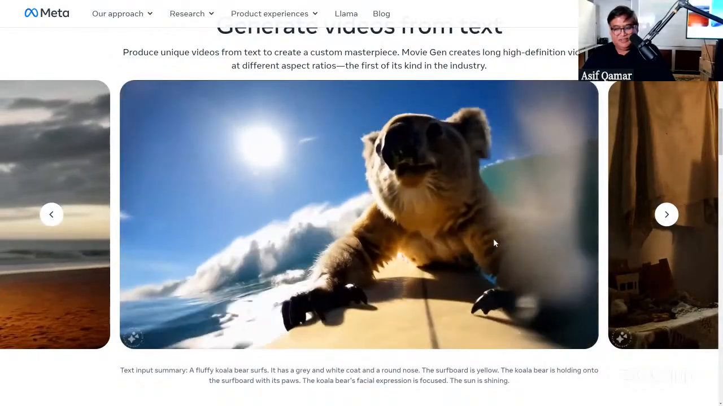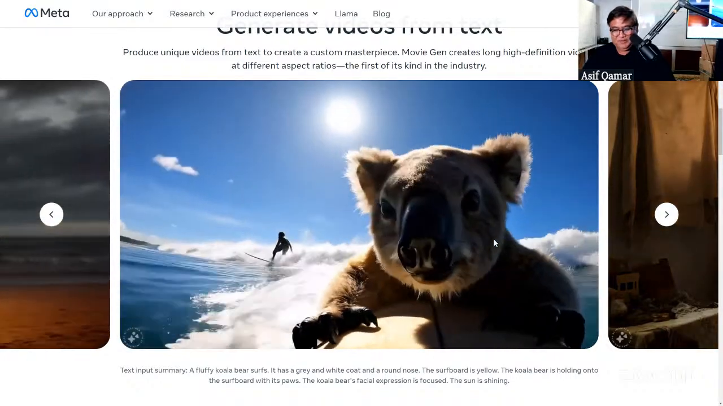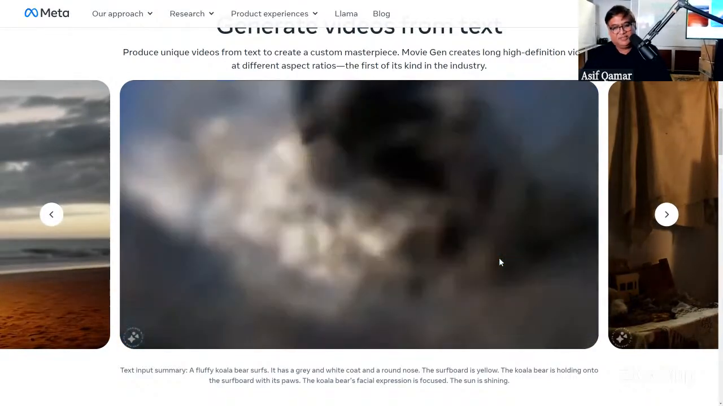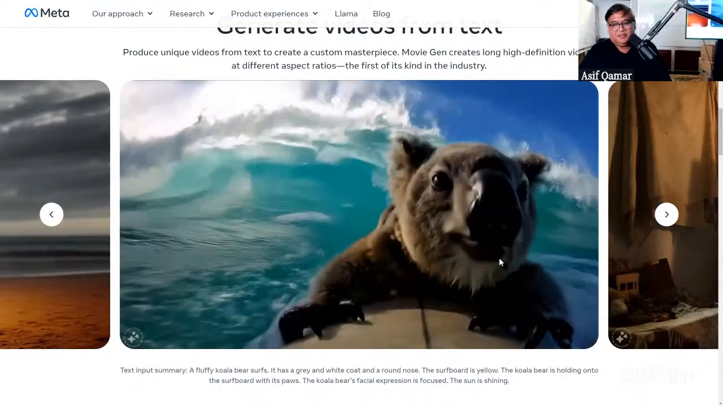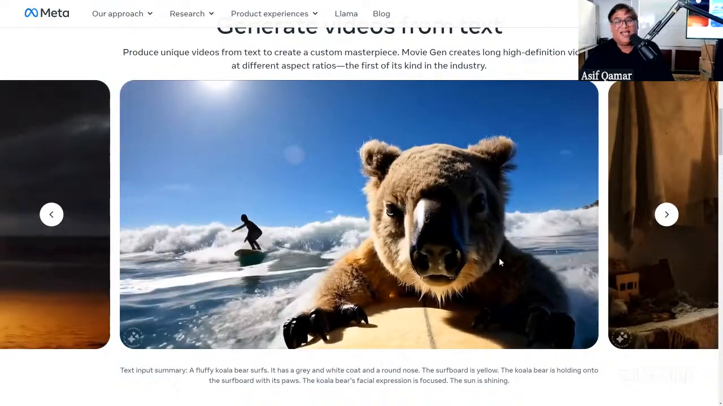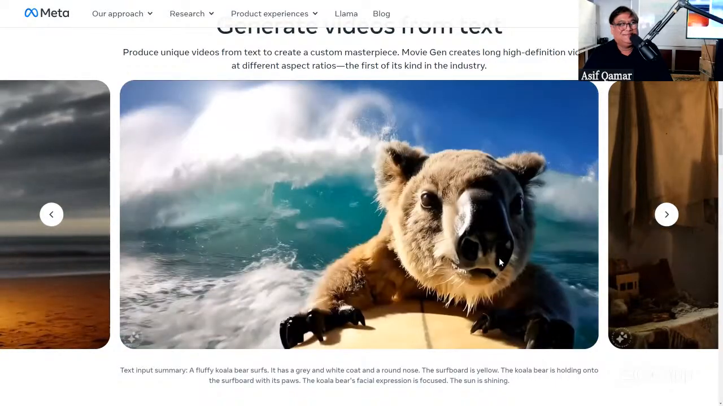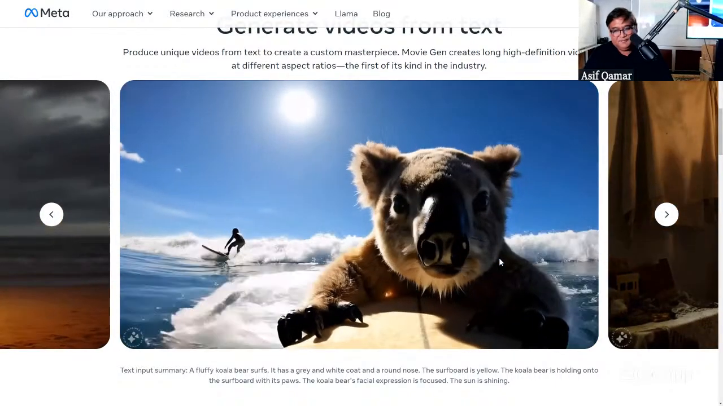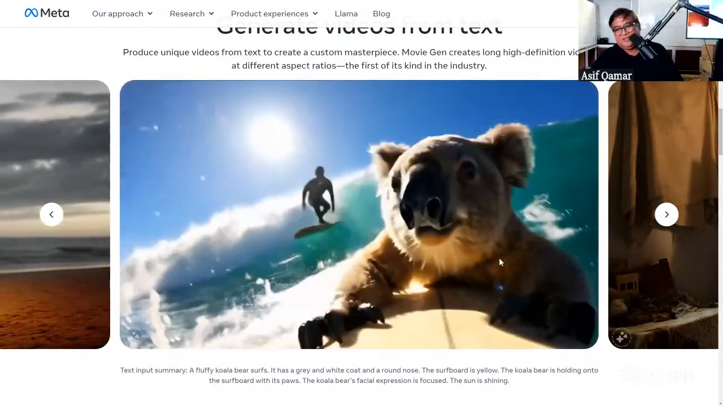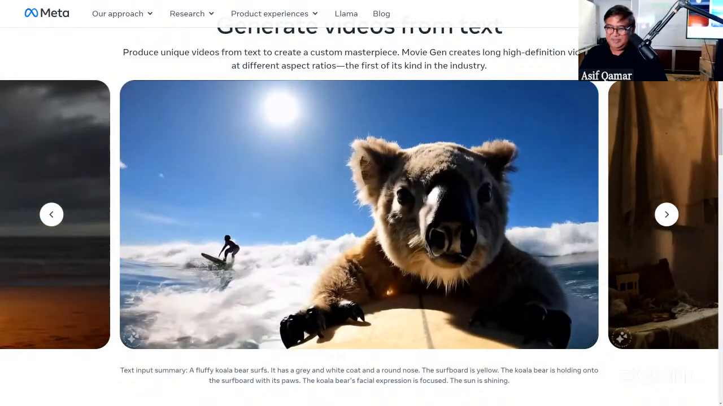Likewise, this is a funny one, a fluffy koala bear. It has a gray and white coat and a round nose. The surfboard is yellow. The koala bear is holding onto the surfboard with its paws. The koala bear's facial expression is focused. The sun is shining. Now, the reason I found this one interesting is this is a very dynamic shot, very dynamic video, isn't it? There is a lot happening, and you have to have all the transitions right, isn't it? You have to get the waves right. You have to get all of this right. The height of the peak and the troughs of the wave, the surfing, and many things.